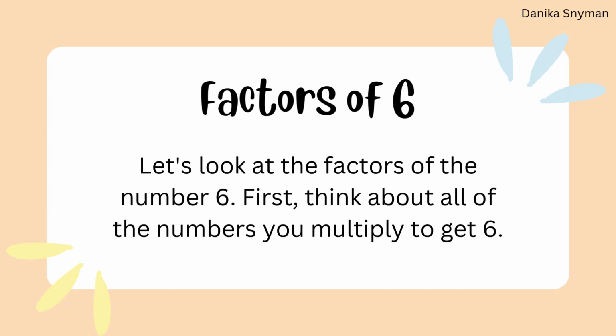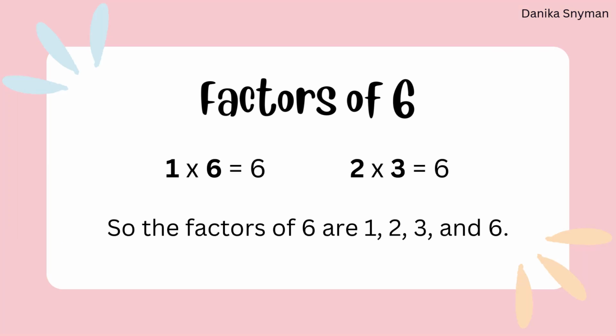Let's look at the number 6. What can we multiply to make 6? Let's think. 1 times 6 gives us 6 and 2 times 3 equals 6. So let's write it down. As we can see here, 1 times 6 equals 6 and 2 times 3 equals 6. So the factors of 6 are 1, 2, 3 and 6. Easy, right?